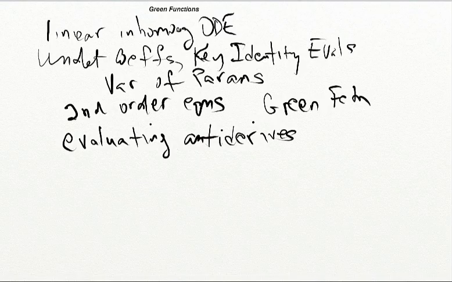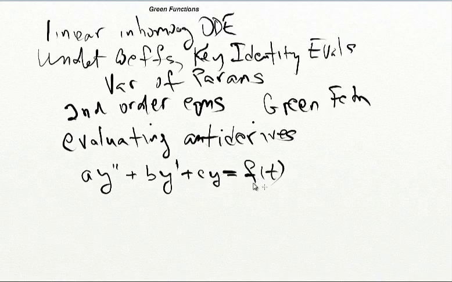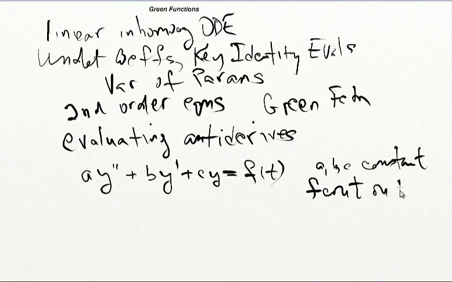So let's consider a second-order linear constant coefficient inhomogeneous equation. So an equation of the form ay'' + by' + cy = f(t). The assumptions are that a, b, and c are constants, and the given function f is continuous on some interval.